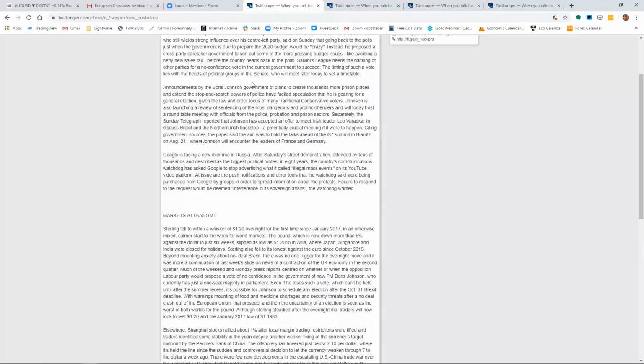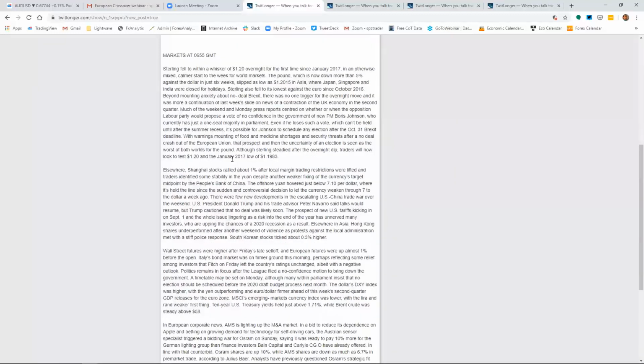Announcement by Boris Johnson's government of plans to create thousands more prison places and extend the stop and search powers of police have fueled speculation that he's gearing for a general election. Given the law and order focus of many traditional conservative voters, Johnson is also launching a review of sentencing of the most dangerous and prolific offenders and will today host a roundtable meeting with officials from police, probation, and prison sectors separately. Okay, once again, I don't want to spend too much time on politics.